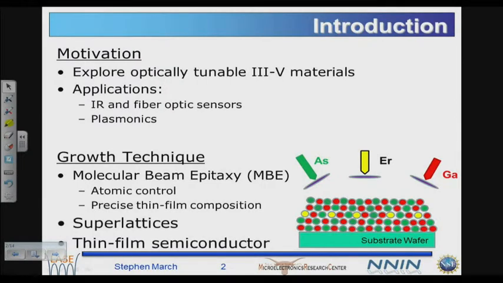There are two main kinds of growths we're considering in this study. The first is the superlattice, which is an alternating sandwiched layer structure, as you see here. And the other one is a thin film semiconductor.